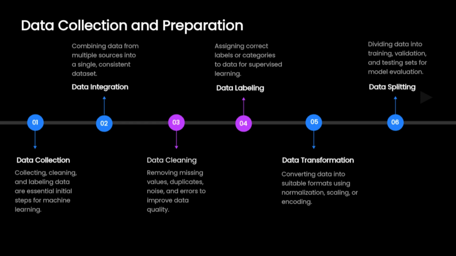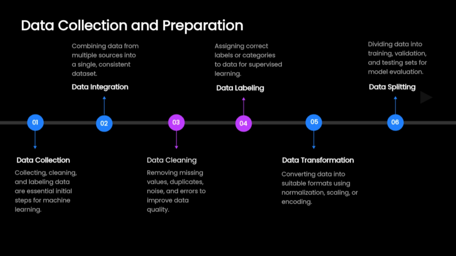Every machine learning system starts with data, and the quality of that data directly decides how good the final model will be. The first step is data collection. This involves gathering raw data from different sources such as databases, sensors, APIs, or user interactions. Next comes data integration, where data from multiple sources is combined into a single, consistent dataset so that it can be used effectively. After that, we perform data cleaning. Here, we remove missing values, duplicate entries, noise, and incorrect data to improve overall data quality.